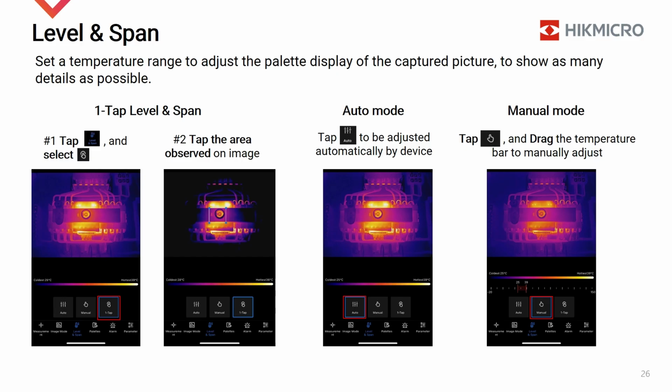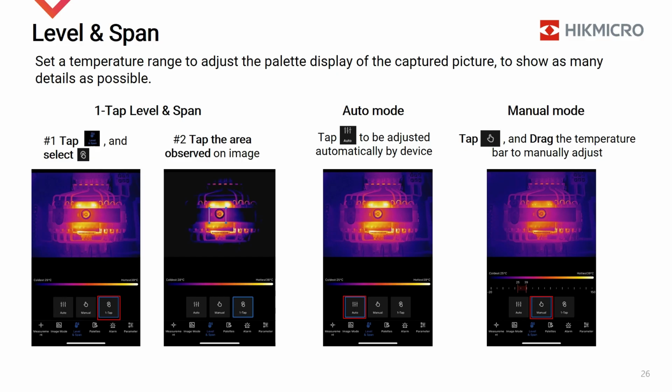There are 3 modes for level and span adjustment. One tap level and span is the most recommended for its ease of use. Just tap the target after selecting the one-tap mode. The image would render itself based on the target's temperature distribution.